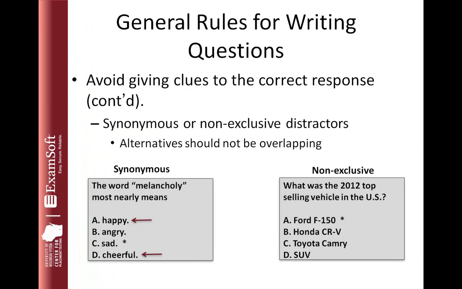Similarly, what was the 2012 top-selling vehicle in the United States? The Honda CR-V is a type of SUV. These are non-exclusive. Again, if the examinee knows there can only be one answer, it can't be both the Honda CR-V and an SUV, so they can rule those out.